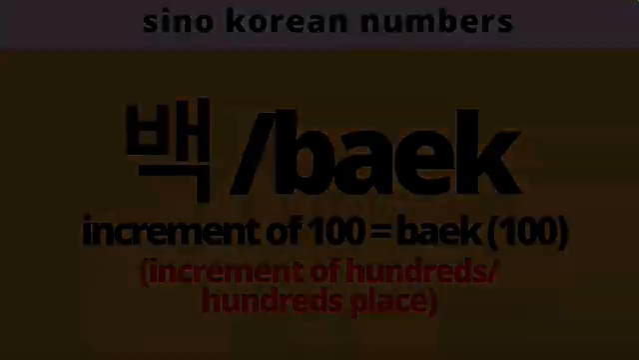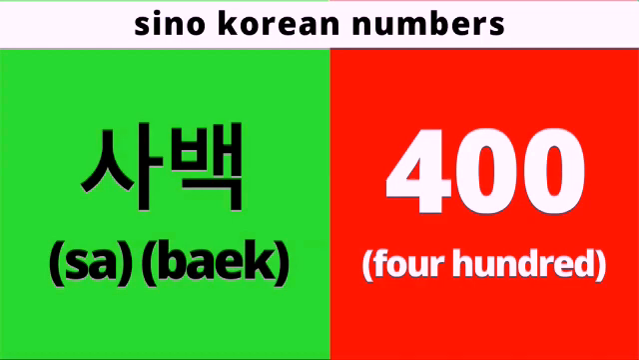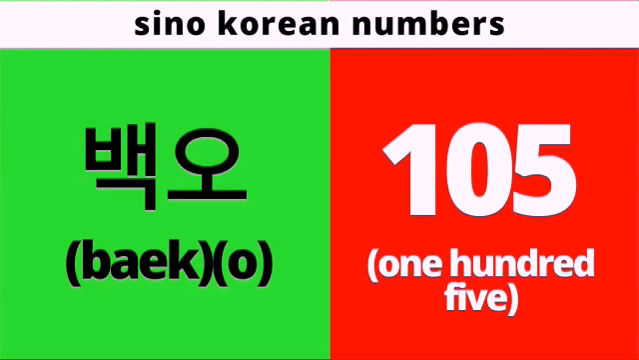For example, number 400. We know that sa is number 4 and baek is 100. So sa times baek, which means 4 times 100, is equal to 400. This also works for other numbers from 1 to 9. Another example would be 105. We know that baek is 100 and o is 5. So it's like 100 plus 5 is 105. Again, we'll have more examples of this further in this video.